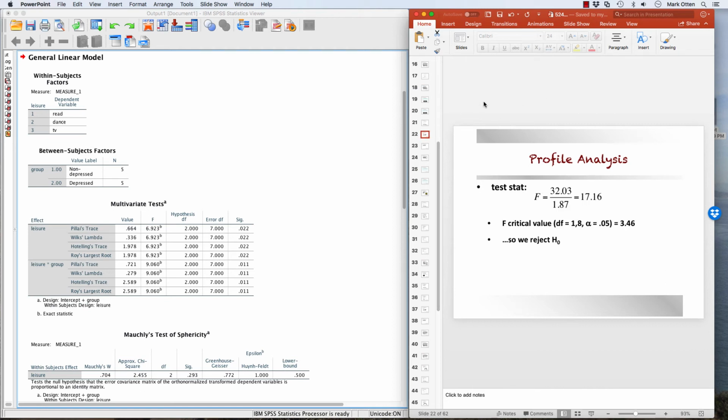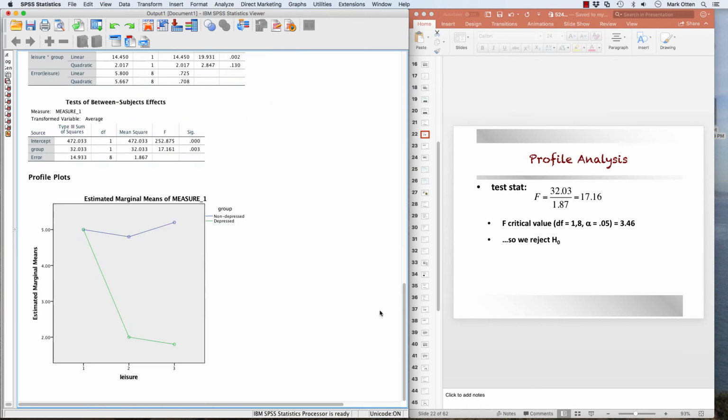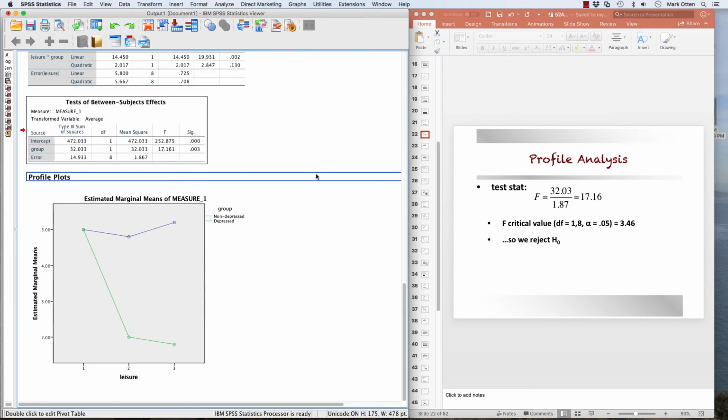The result in our notes here was an F value of 17.16, which allowed us to reject that null hypothesis. So where does that 17.16 show up? It shows up in our tests of between subjects effects. It's a little bit hidden away here, but this is a between subjects effect, so that should guide where you're looking for it here.